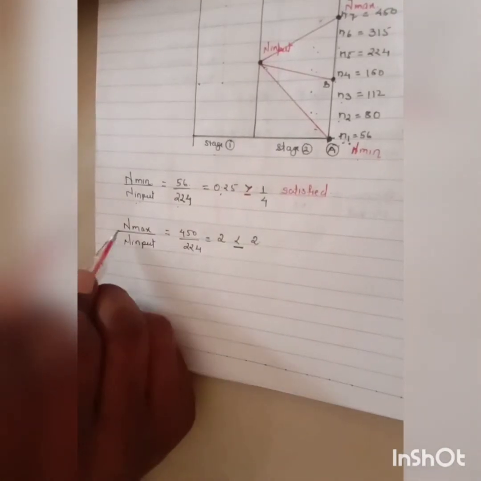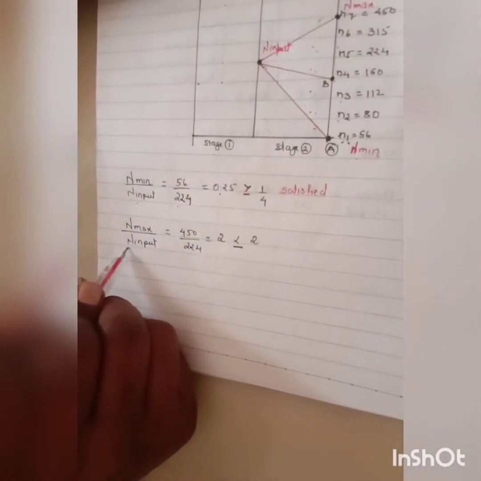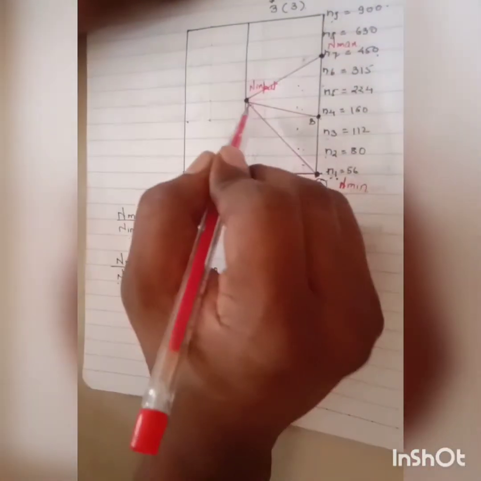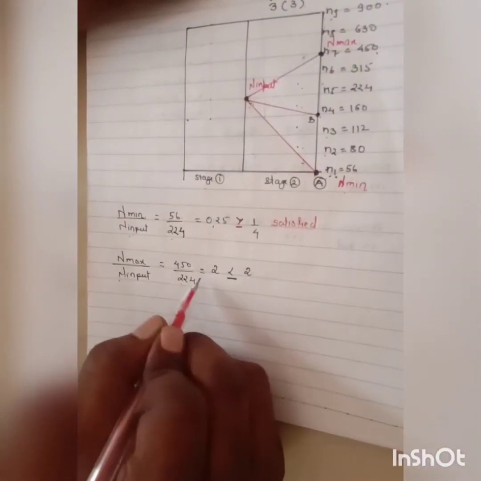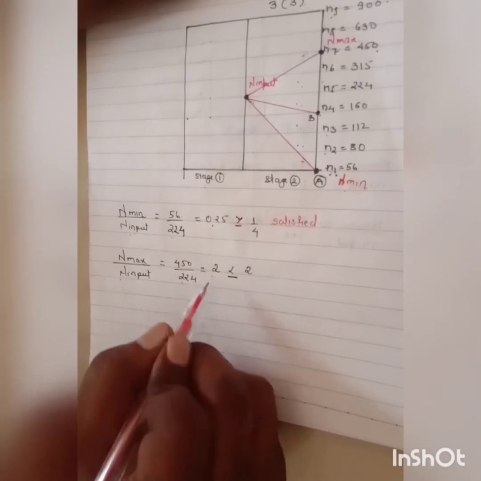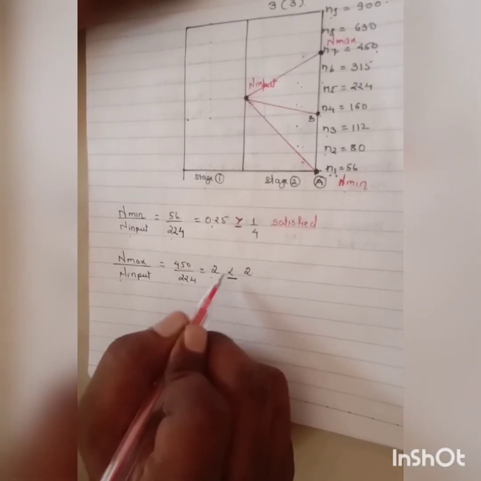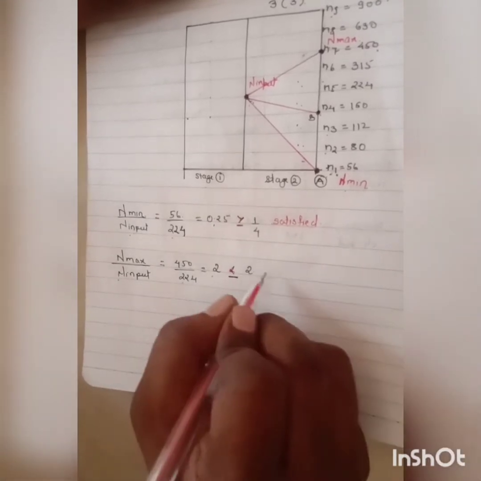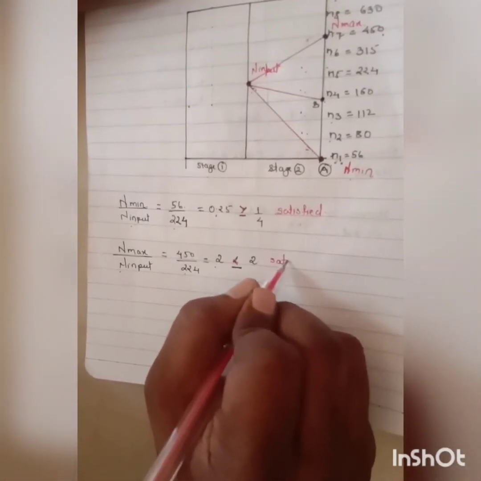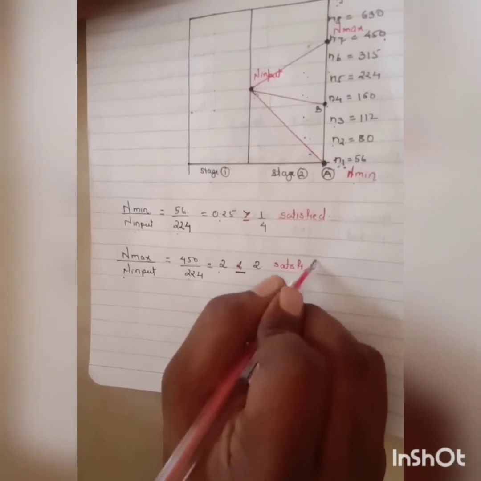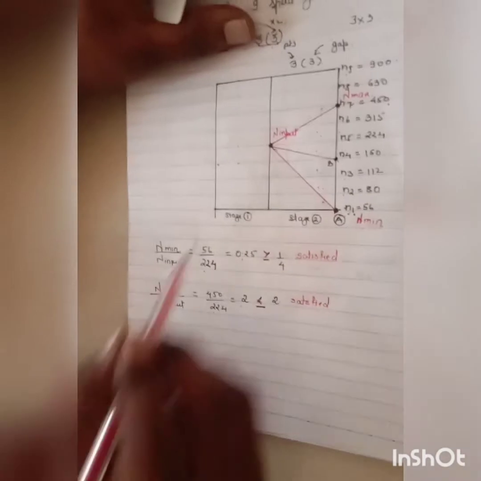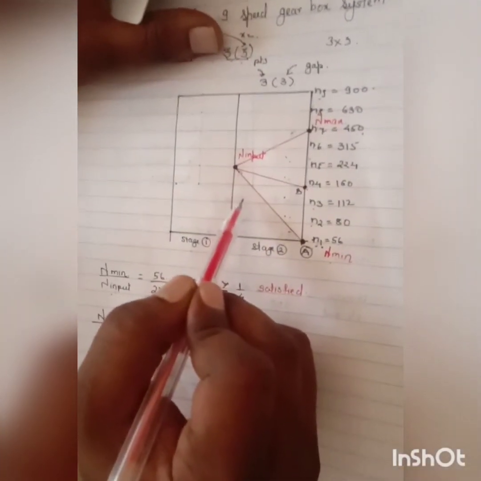Similarly, n max upon n input. Here n max is 450 and n input is 224, the value of the ratio is 2, so it should be less than or equal to 2. So here also it is satisfied. Likewise, the criteria is satisfied for stage 2.